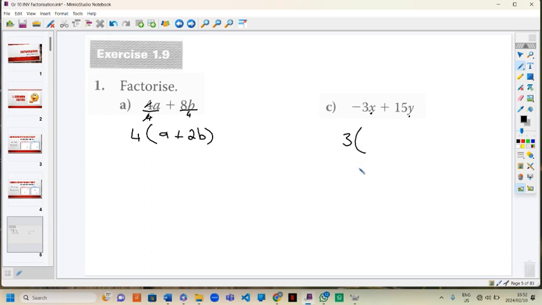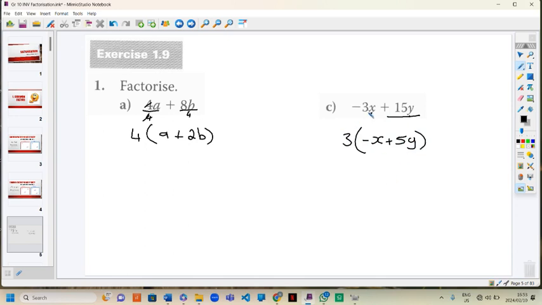Now you can ask yourself, either you can say, what is negative 3 divided by 3? Or you can say, what multiplied with 3 is going to give me negative 3x? Negative x. What multiplied with 3 is going to give me positive 15y? Plus 5y.